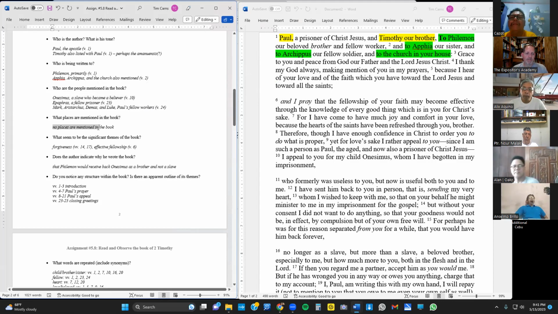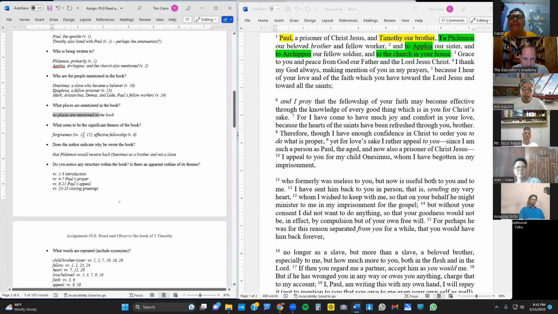Well, in this book, no places were mentioned explicitly. What seem to be the themes? And again, I'm not going into a detailed analysis here. It's just after reading this several times, what seems to stick out to me as the key themes or the focus in this letter? And I just put forgiveness and fellowship.